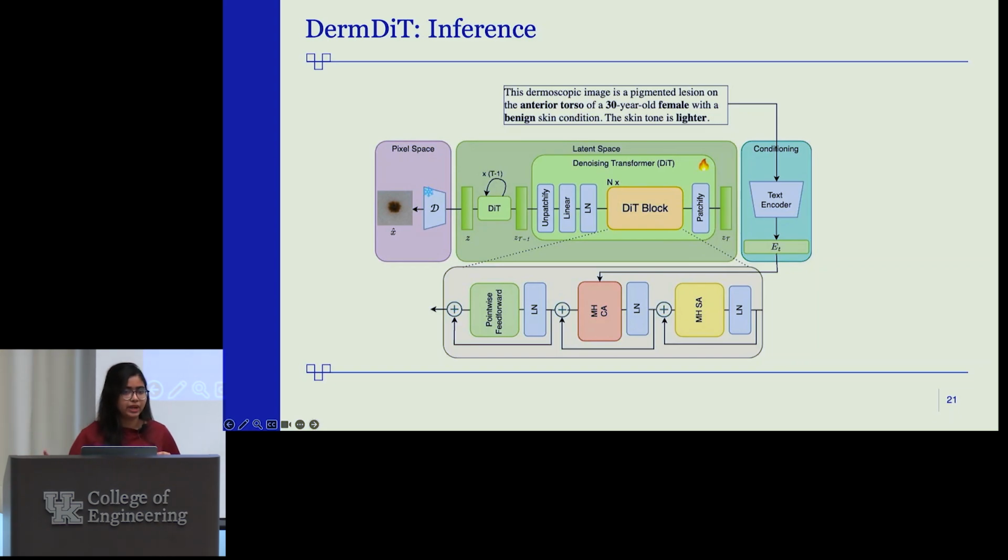It starts from a noise embedding and then converts it to a latent embedding. Okay. So that's the part of the diffusion process where you convert the noise into a dermoscopic image. During this process, we utilize the transformer-based DiT block that learns the parameters to remove noise and finally converts it into an image based on the condition passed to the text encoder.